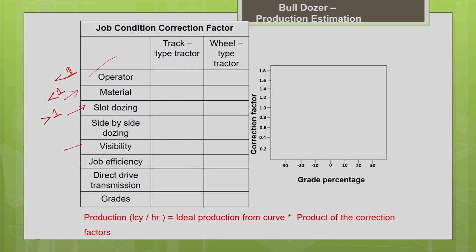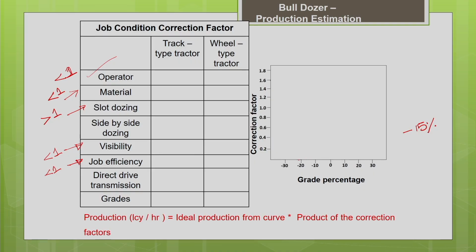Visibility is poor in the problem we have discussed. So that will reduce your correction factor. The productivity will reduce. Obviously, we are working 50 minutes an hour, so accordingly the correction factor should be applied. In this problem we are moving down the hill, so the grade percentage is minus 15%. Accordingly you have to choose the curve supplied by the manufacturer. Corresponding to minus 15%, you have to find the correction factor.